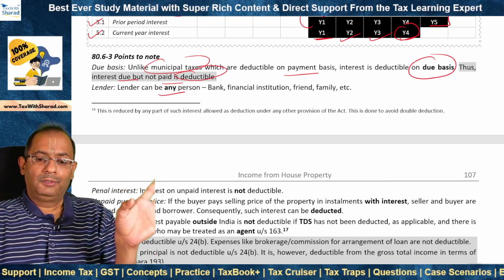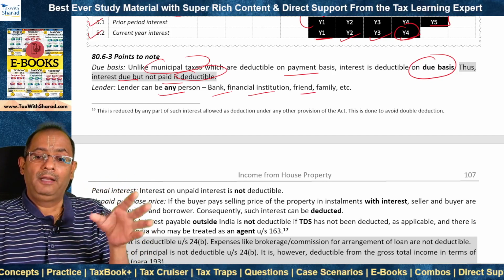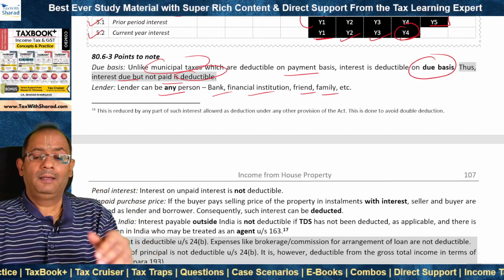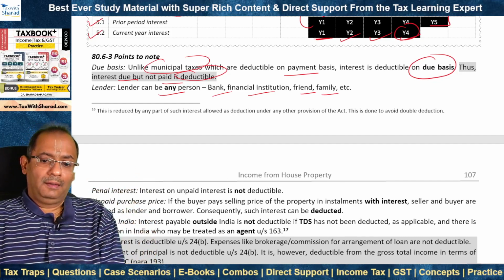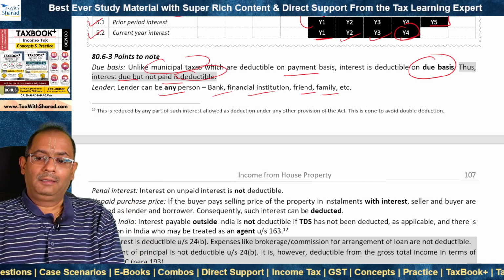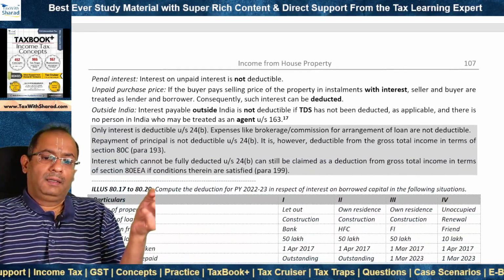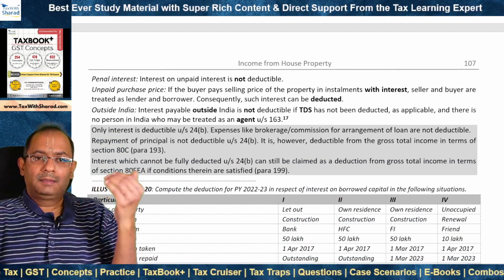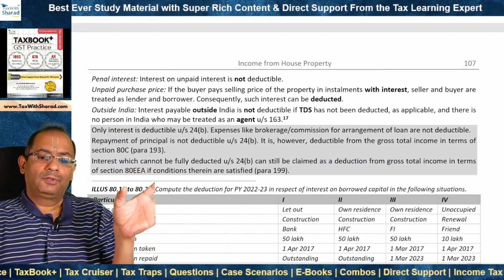Lender can be any person. So capital can be borrowed from a bank or financial institution, even a friend or from a family member. It doesn't matter. So long as capital is borrowed and interest is paid, then interest is deductible under section 24B on due basis. Penal interest. Now if you don't pay interest, sometimes a lender may charge you interest on unpaid interest, that is called penal interest.